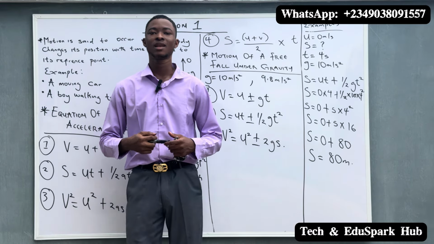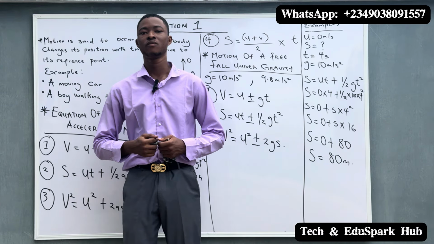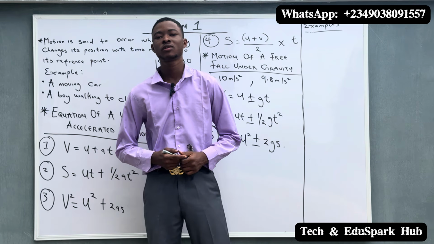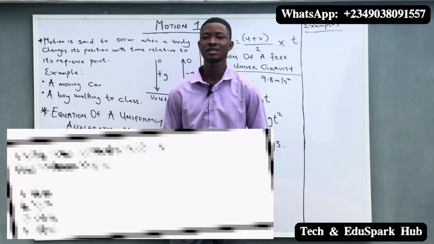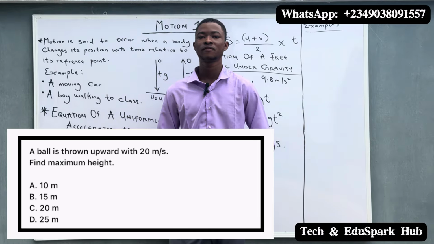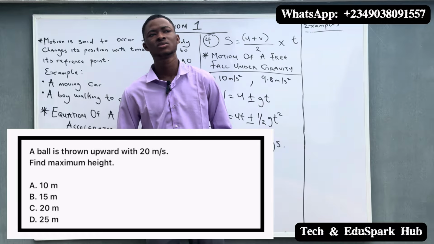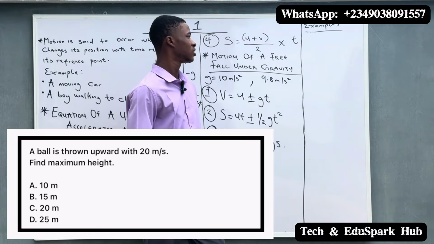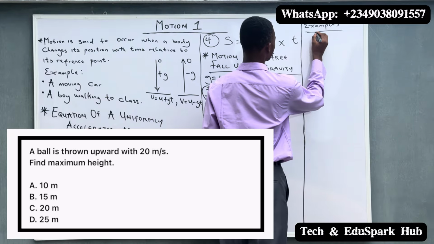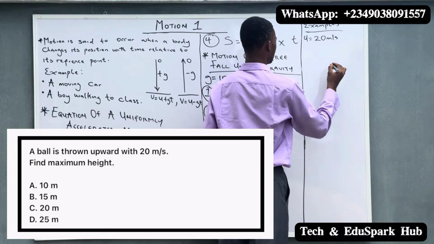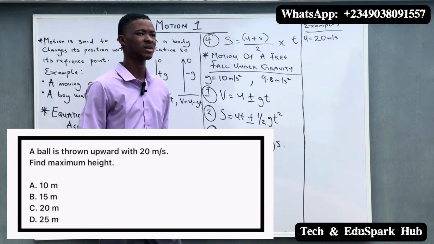So let's look at the last example under the motion of a free fall. Moving to the last example, the question as displayed on the screen says that a ball is thrown upward with 20 meters per second. Find the maximum height. So in this kind of question, the ball is thrown upward with 20 meters per second. So our u will be equal to 20 meter per second. So why is our u equal to 20 meter per second?